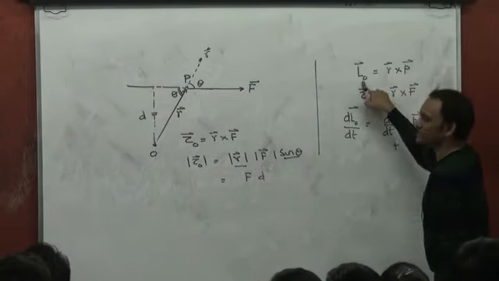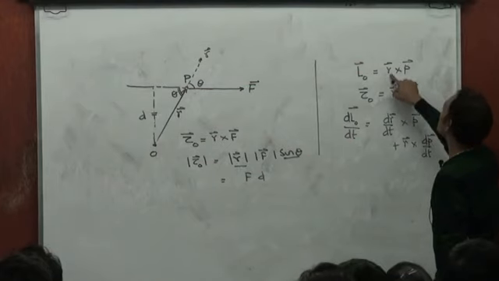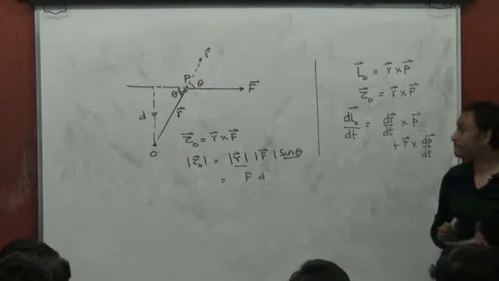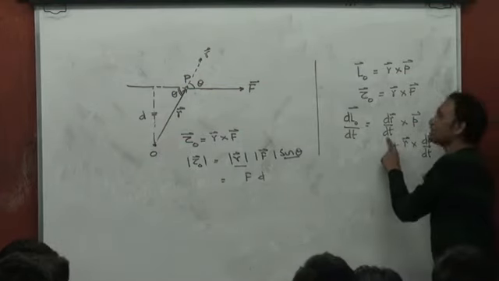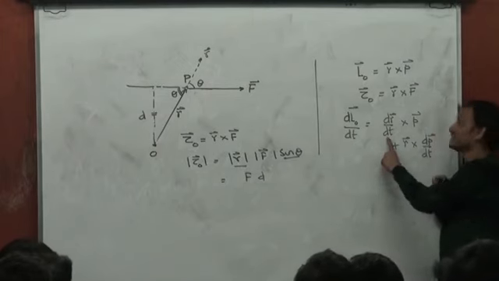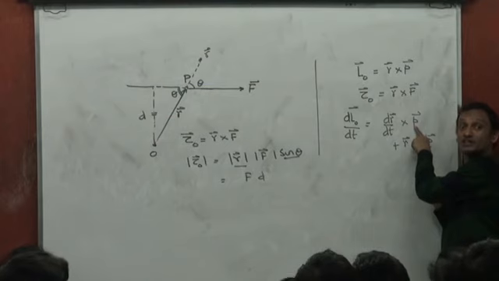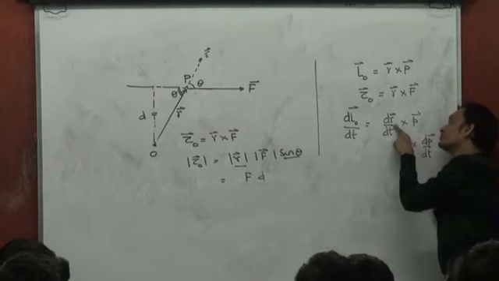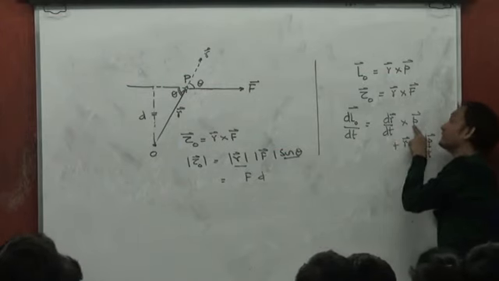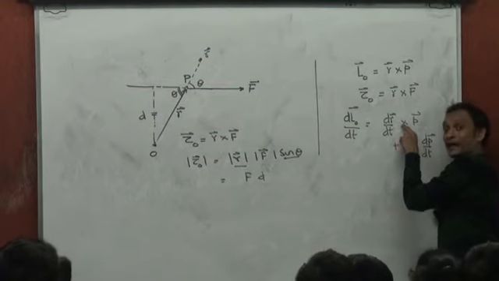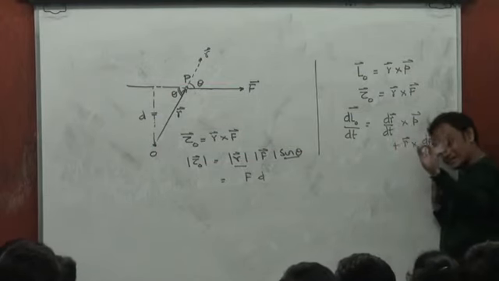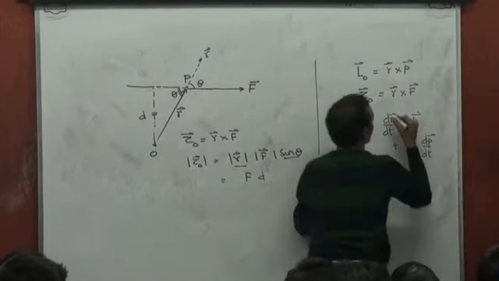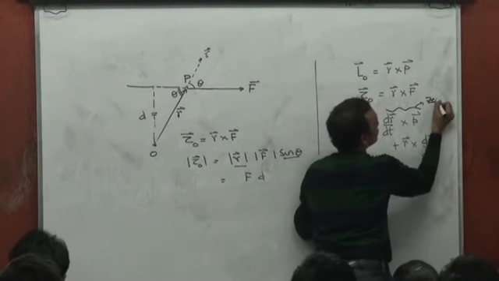If I differentiate this with respect to time, dr/dt cross P plus R cross dp/dt. Yes or no? Okay. dr/dt is what? Velocity. P is mass into velocity. So the direction of dr/dt and the direction of linear momentum is the same. These are parallel vectors, dr/dt is v and this is m into v, and the cross product of two parallel vectors must be 0. So dr/dt cross p is 0.